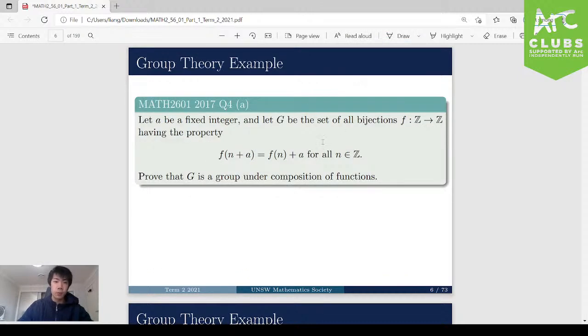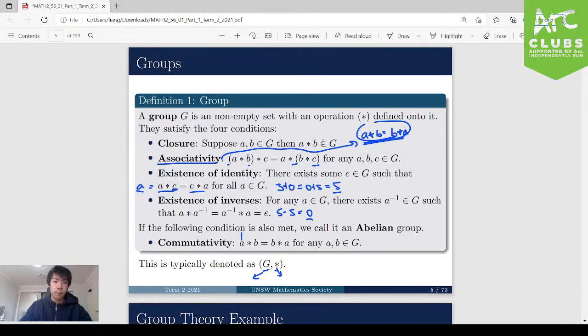So let's have a look at an example on how we can prove something as a group. Let a be a fixed integer, and let G be the set of all bijections f from the integers to the integers, having the property that f of n plus a equals f of n plus a for all n in Z. Prove that G is a group under composition of functions. So recall, we need to prove 4 things here. We need to prove that it has closure, its associativity, it has an identity, and that its inverses exist.